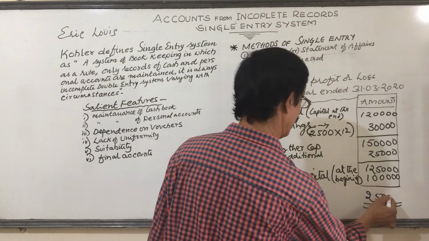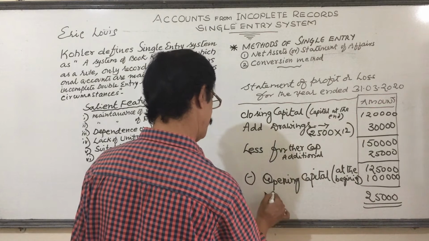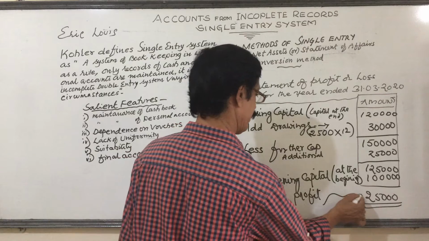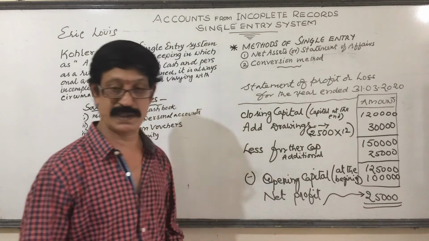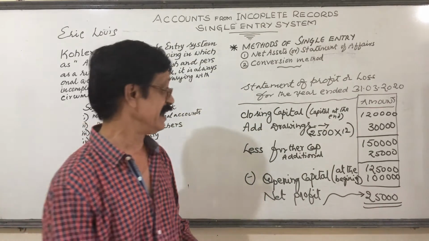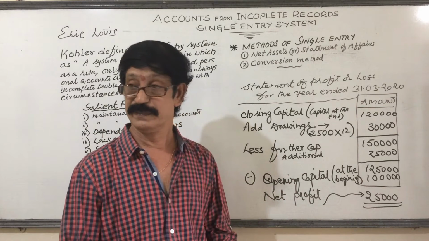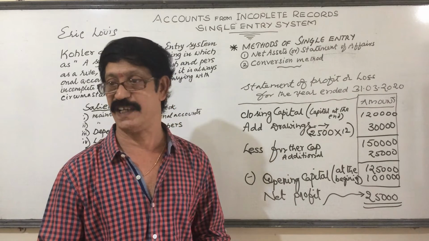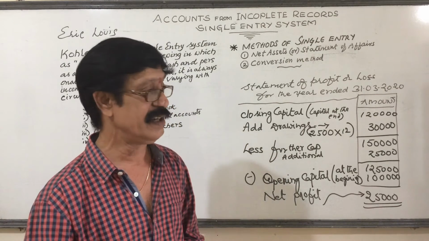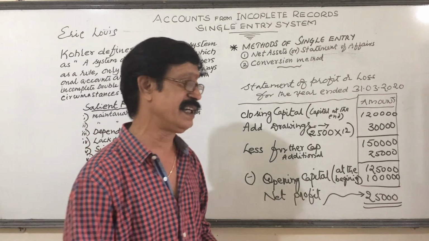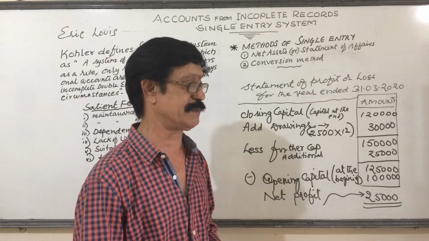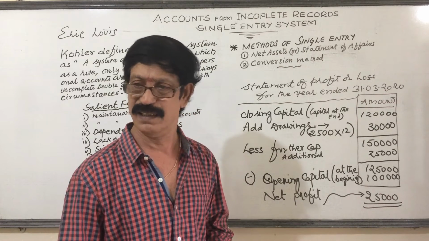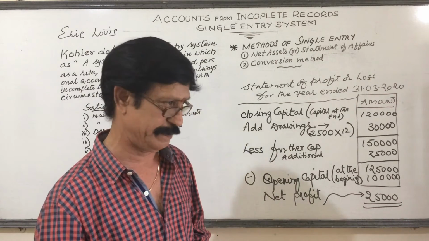Now the final profit for the year, the net profit for the year, is 25,000. Once again, last and final, my dear students, it is a simple format. What is the first method called? Statement of affairs method, net assets method, or capital comparison method, under which we are preparing a statement of profit or loss for the year ended 31st March 2020.